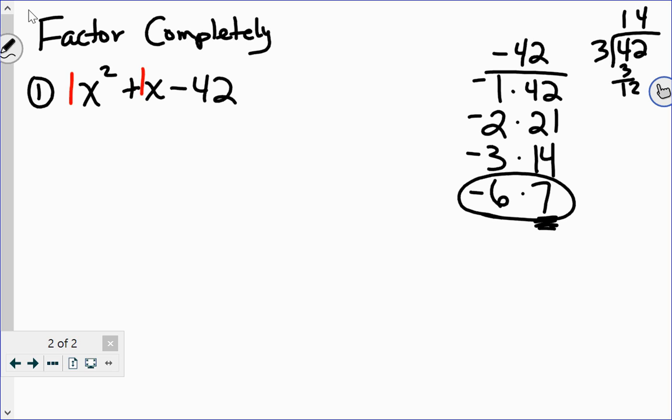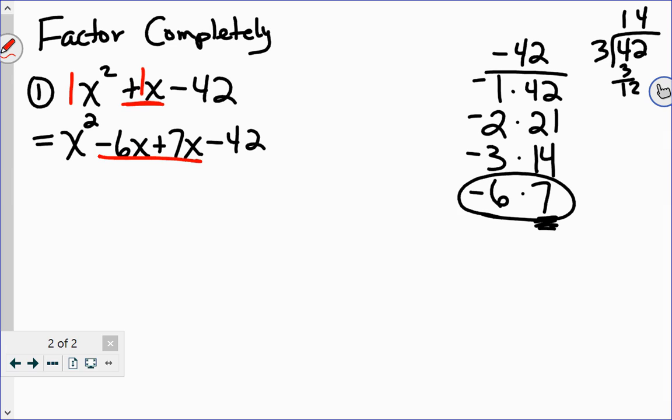So we're going to go, again, the long way here. We're going to do what's called factoring by grouping. I'm going to take those two numbers that I just found, negative 6 and 7, and rewrite the 1x as negative 6x plus 7x. All I did was take this and rewrite it like that.